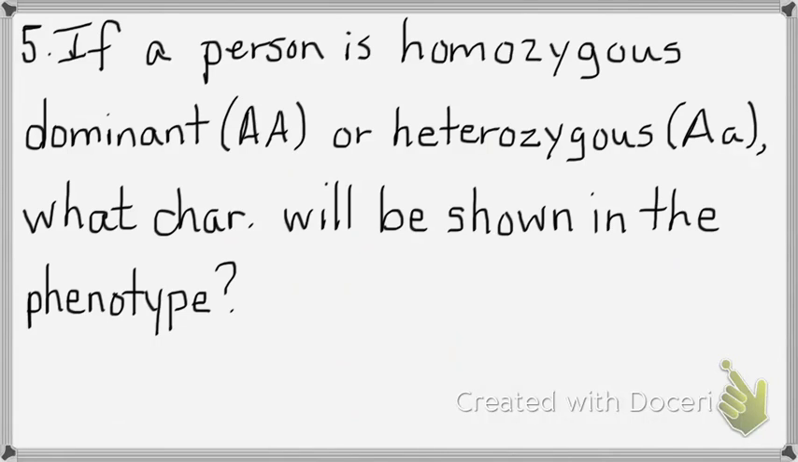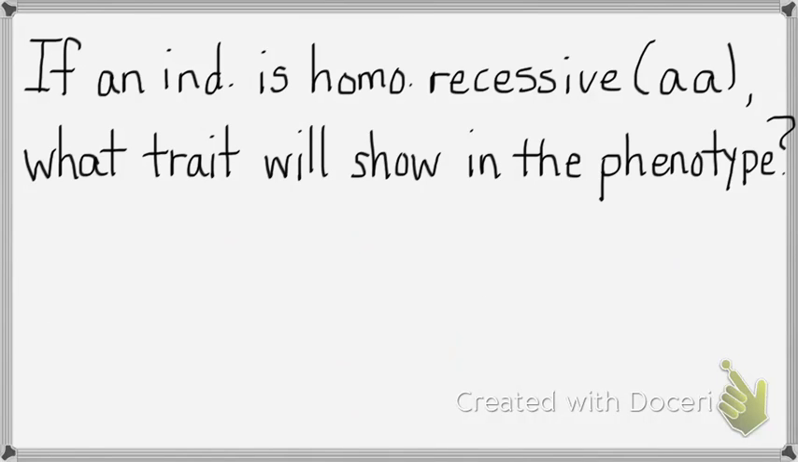Okay, number 5. If a person is homozygous dominant, like they're big A, or they're heterozygous, like they're big A, little a, what characteristic will be shown in their phenotype? Dominant or recessive? Dominant. They're just going to look dominant. You really can't tell by looking at them if they are big A or big A, little a. All you know is that they're dominant. Okay, second part. If an individual is homozygous recessive, like little a, what trait will show in their phenotype? Recessive, definitely.